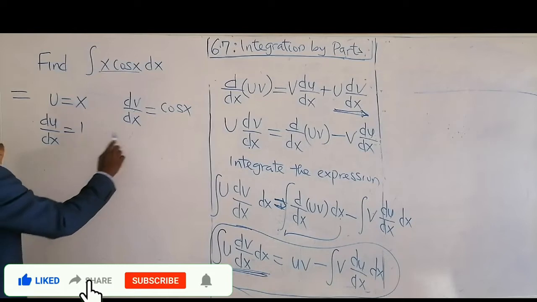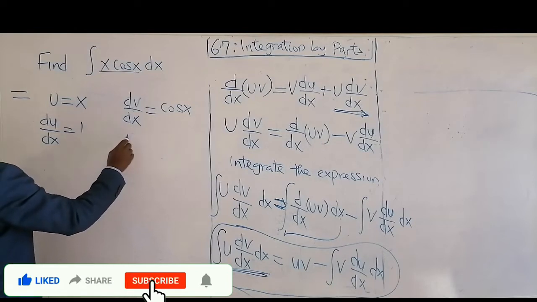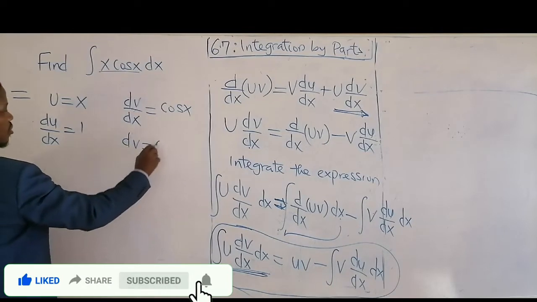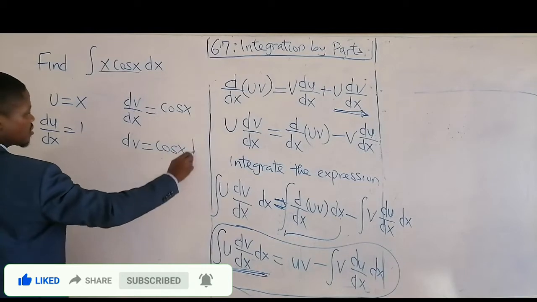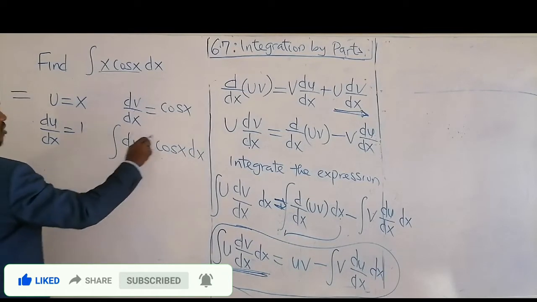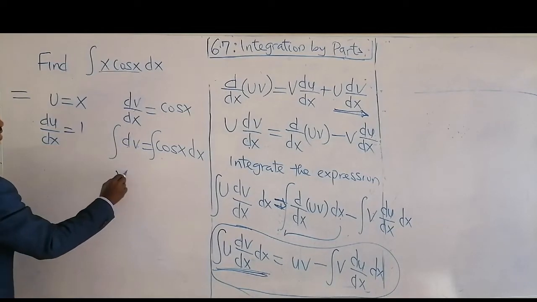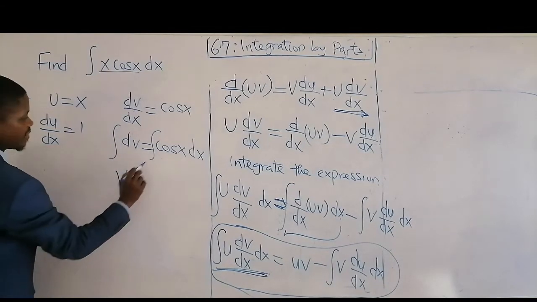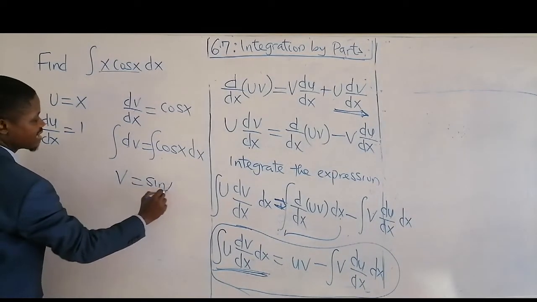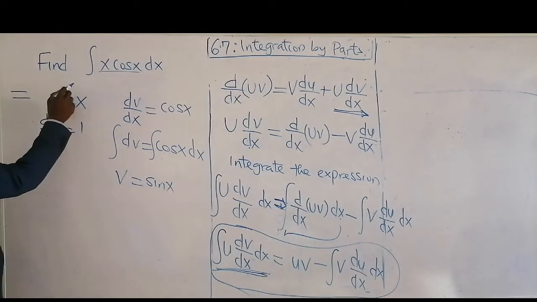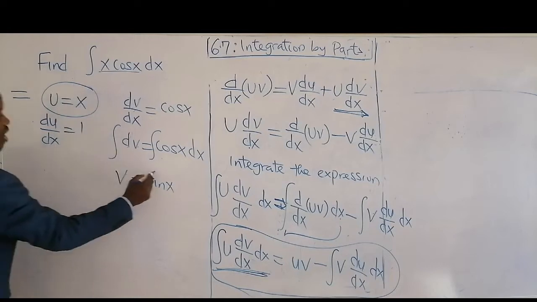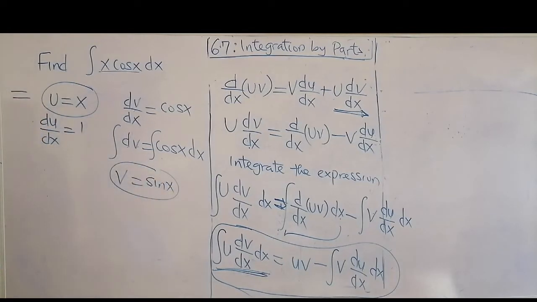Very simple. Just integrate both sides. So dv equals cos x dx. You introduce your integral sign. The integral of dv is v, and the integral of cos x is sin x. So we know our u now, and we know our v now.